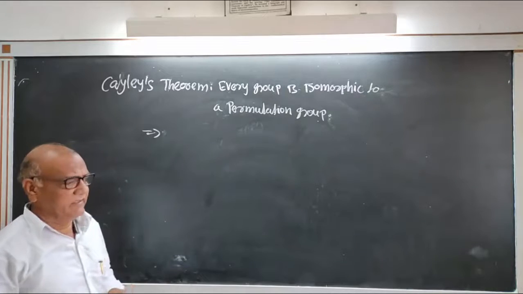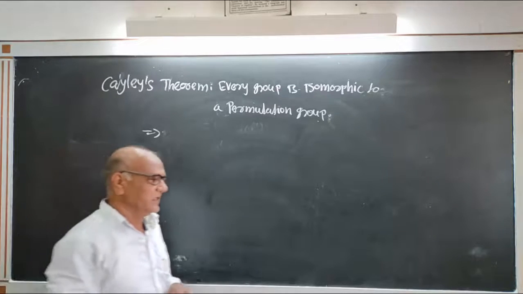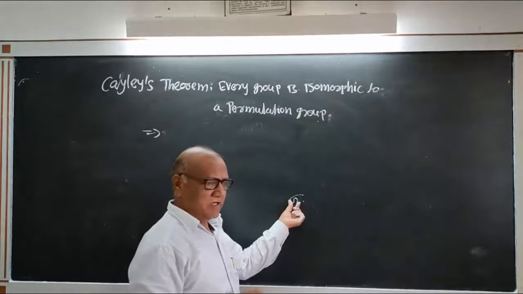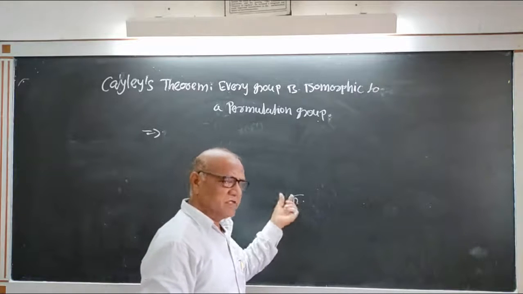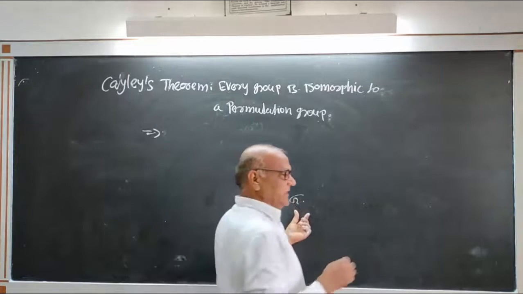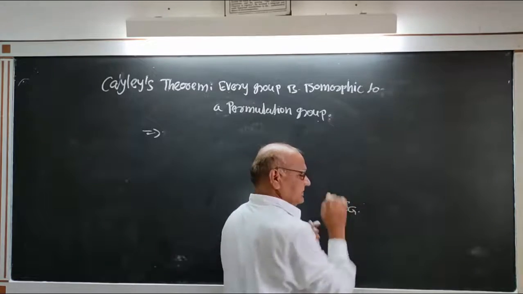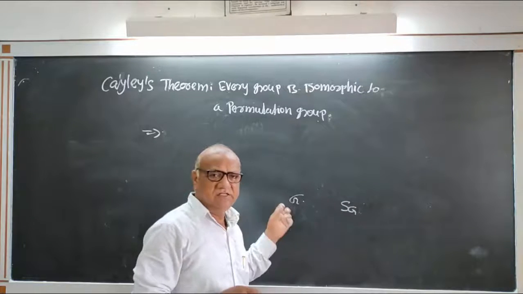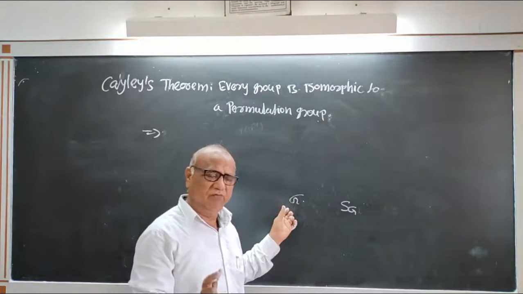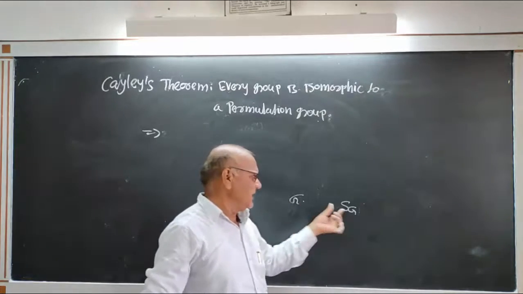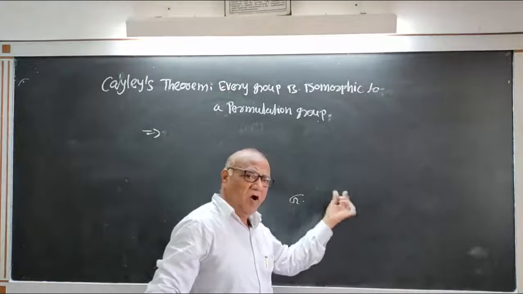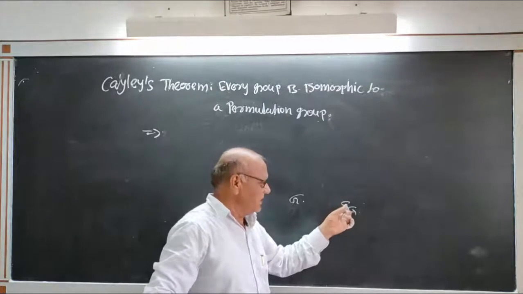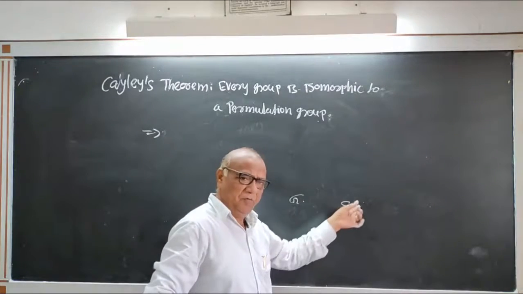That means take any group G. G is any group. Construct permutations on G. This is a G. The set of all permutations on G is a group, a group of permutations.